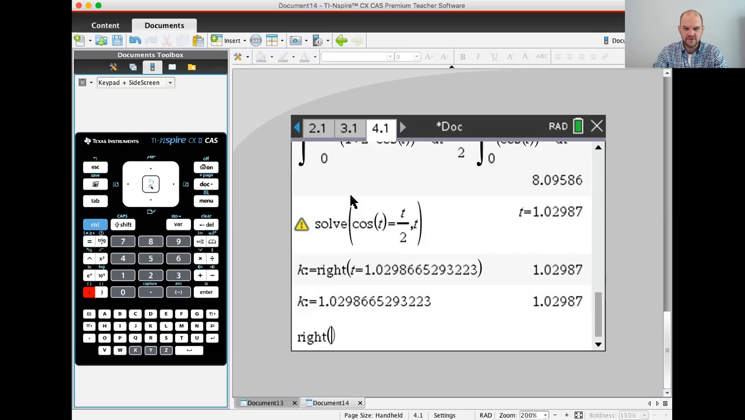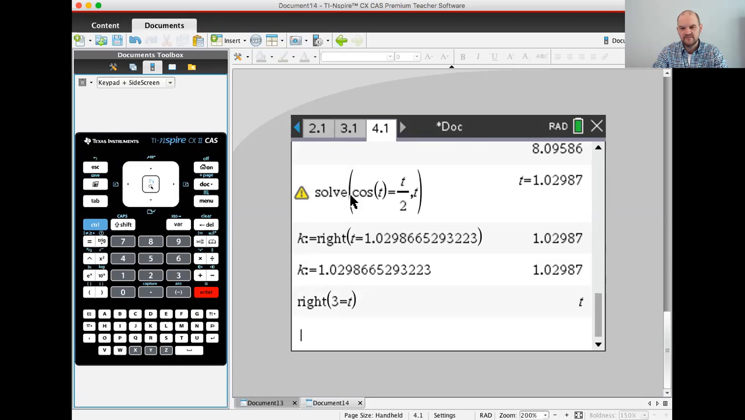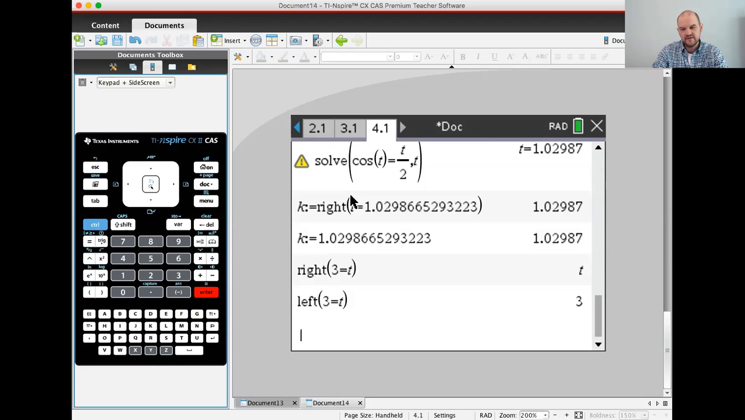Right literally just returns the right-hand side of something, like 3 equals T. The right-hand side is T. It returns T. Left, 3 equals T. The left-hand side is 3, so it returns 3.